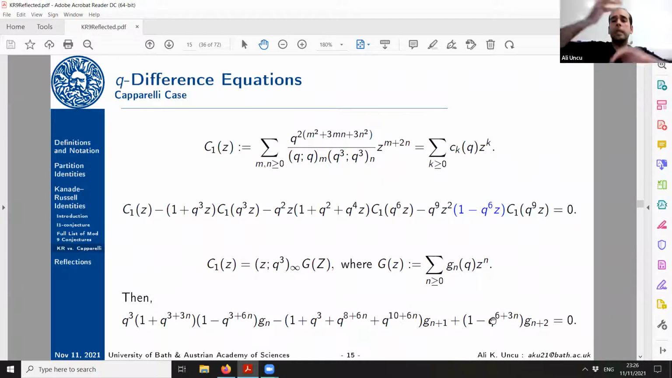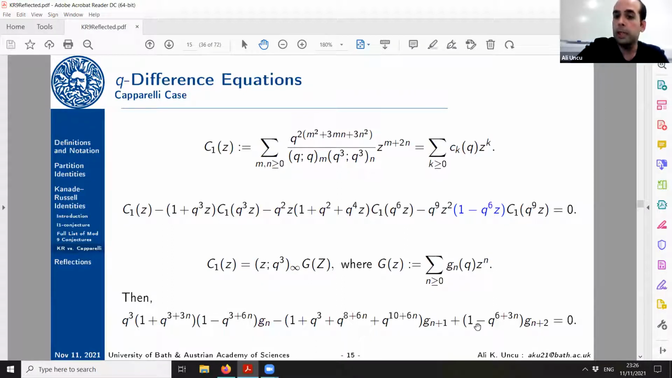So you do this going back and forth game and try to drop the degrees as much as you can. And if you can drop it all the way, then you find a product, you carry that back and show that this sum is equal to a product. And the z equals 1 case would be the identity that you're looking for. Okay, so this is the Capparelli case.